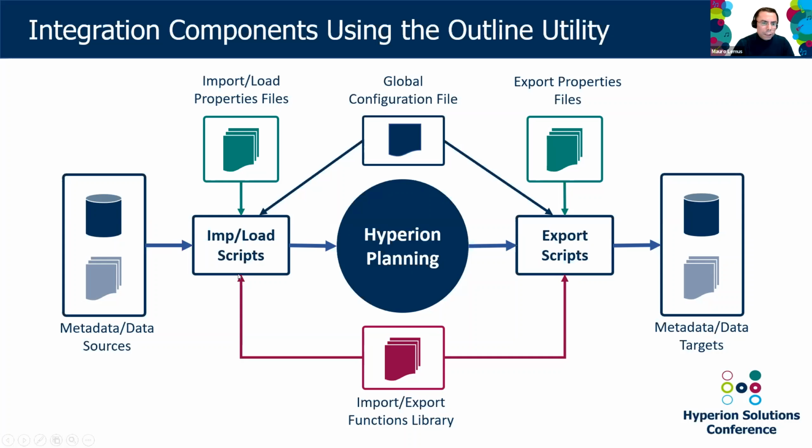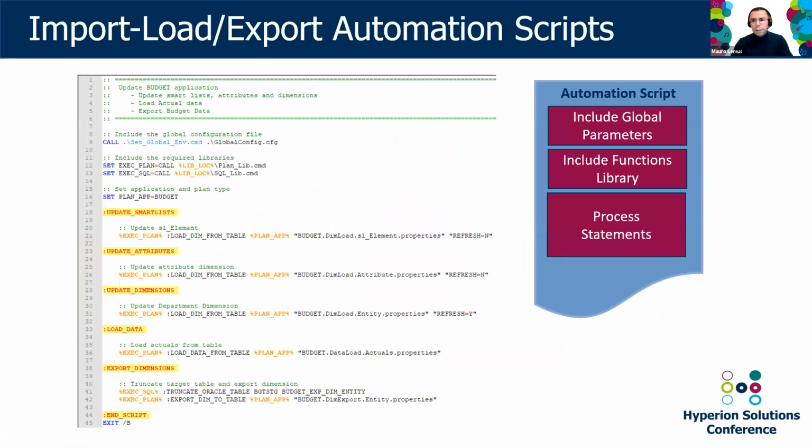So now we need to create the actual scripts to automate the process to import or load data or export metadata and data. Let's see what this script looks like. Actually, it is as simple as this one. This is the full process automation script. In this script, we want, for example, to work with this particular application, the budget application. We define a global variable.